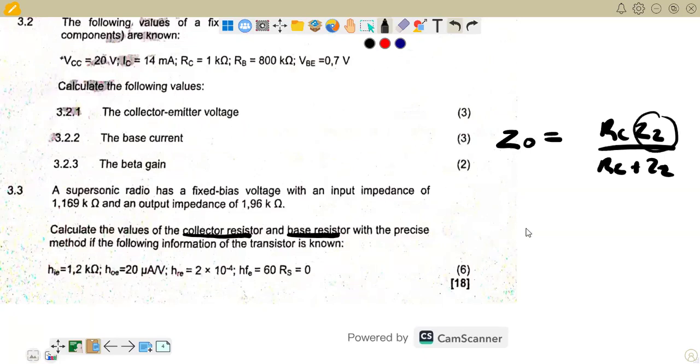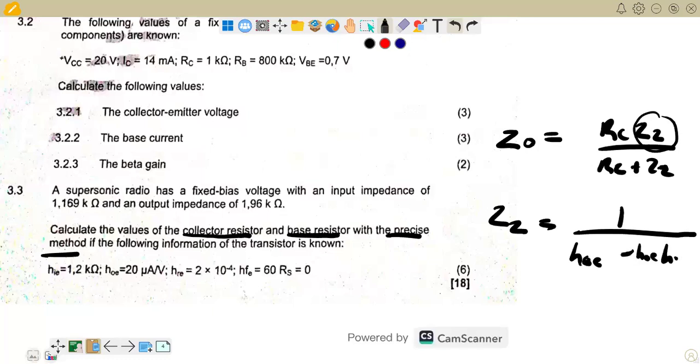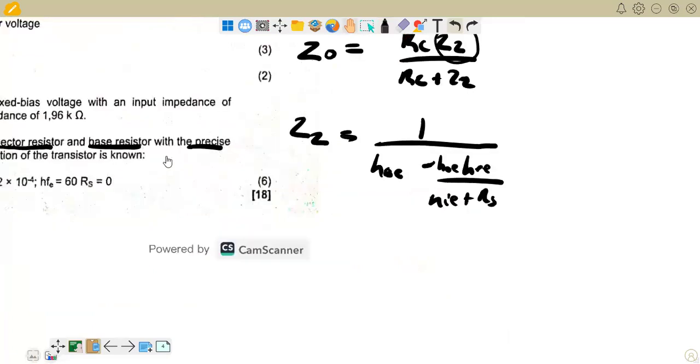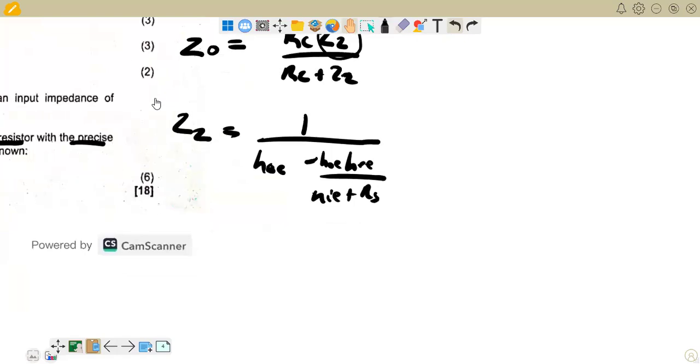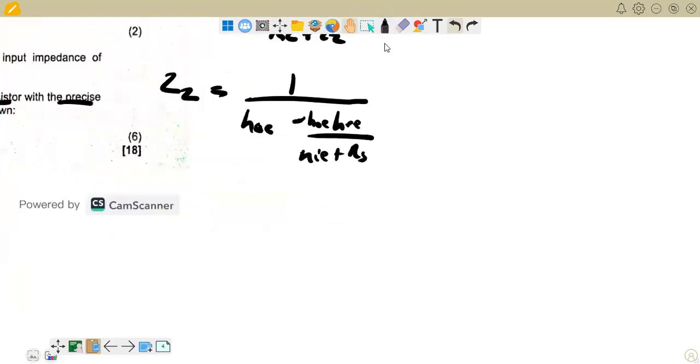So Z2 is actually given by the formula. Since we are being asked to use the precise method, Z2 shall be given by 1 over HOE, minus HOE times HRE over HIE plus RS. This is the formula that we are supposed to use. So it means we have to first calculate Z2. So let us calculate Z2 first. So we are now calculating Z2.